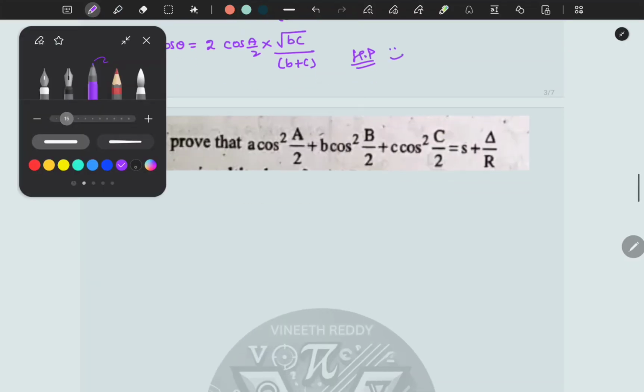Yeah, so the next question says, in a triangle ABC, prove that a cos square A by 2 plus b cos square B by 2 plus c cos square C by 2 is s plus delta by r. So we'll do one thing. We will write the left hand side, take LHS. We will write the left hand side as sigma a cos square A by 2. I hope this is clear.